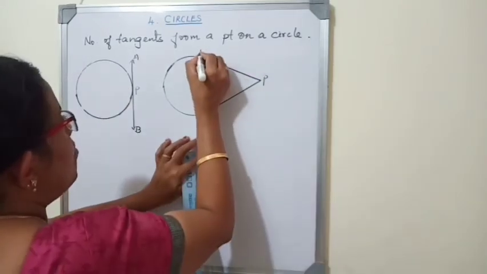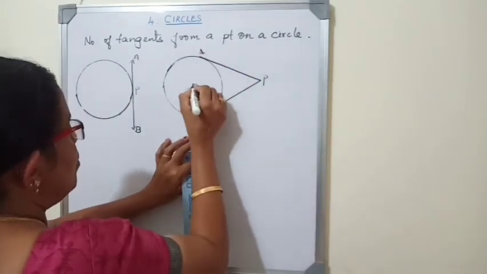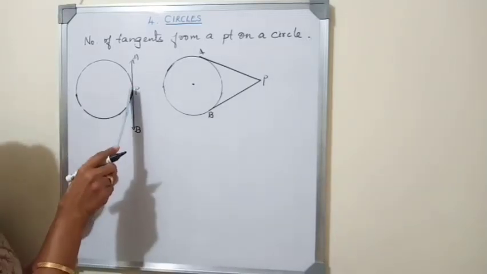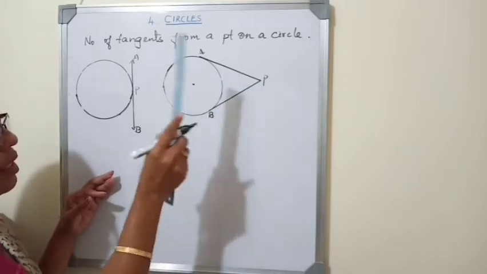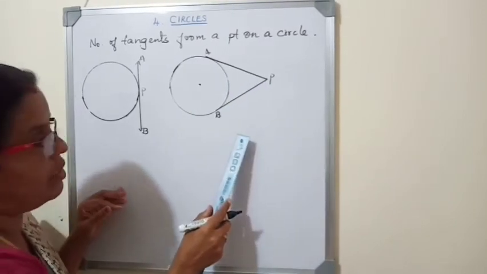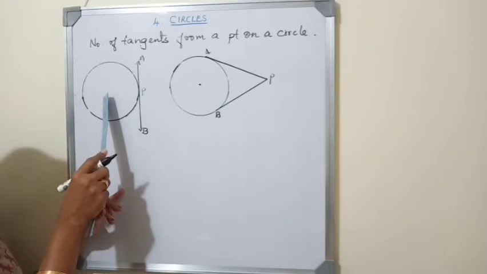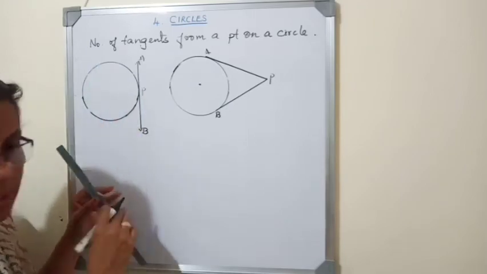So PA and PB are the tangents. At a point, one tangent we can draw in a circle. From an external point to the circle, we can draw a maximum of 2 tangents. If the point is inside the circle, we cannot draw a tangent.